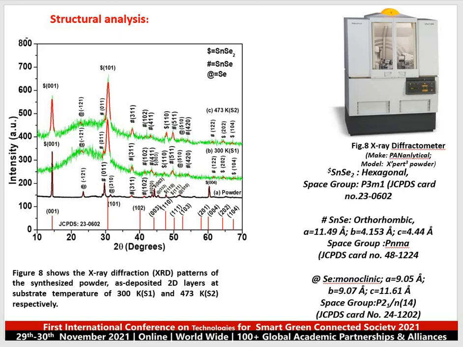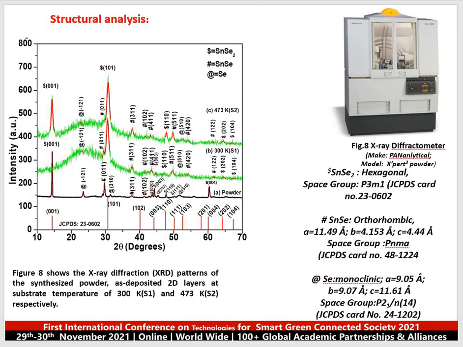Besides this, some peaks corresponding to SnSe and selenium are obtained at 2 theta values of 37.82 degree and 24.31 degree for 311 and 1/21 oriented planes respectively.